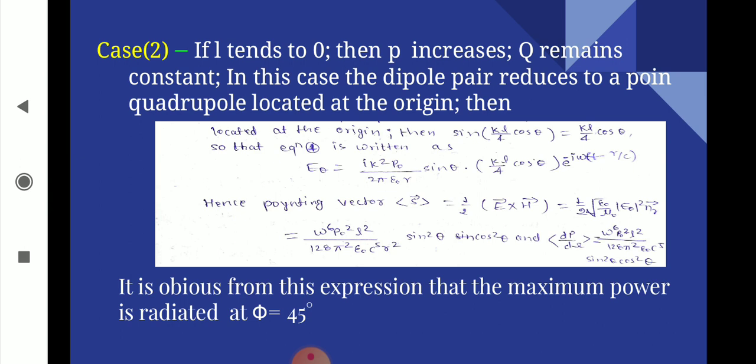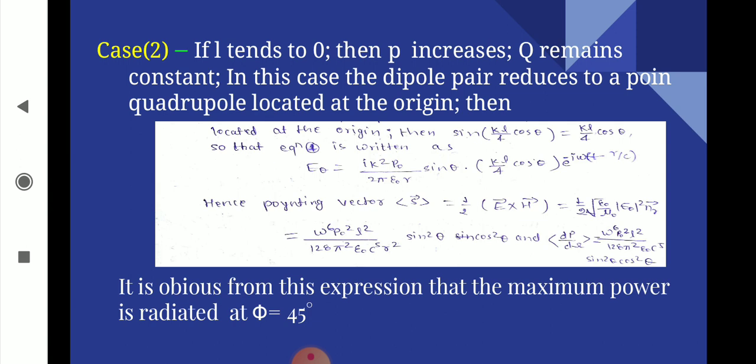Now we will discuss the second case in which L tends to 0. Suppose L is going to be 0, then P increases, so Q remains constant. In this case, the dipole pair reduces to a point quadrupole located at the origin. Then sine in bracket KL upon 4 cos theta will be equal to KL by 4 cos theta. So we can write the value of E theta, it will be equal to i k square p naught upon 2 pi epsilon naught r sin theta in bracket KL by 4 cos theta e to the power minus omega t minus r by c.